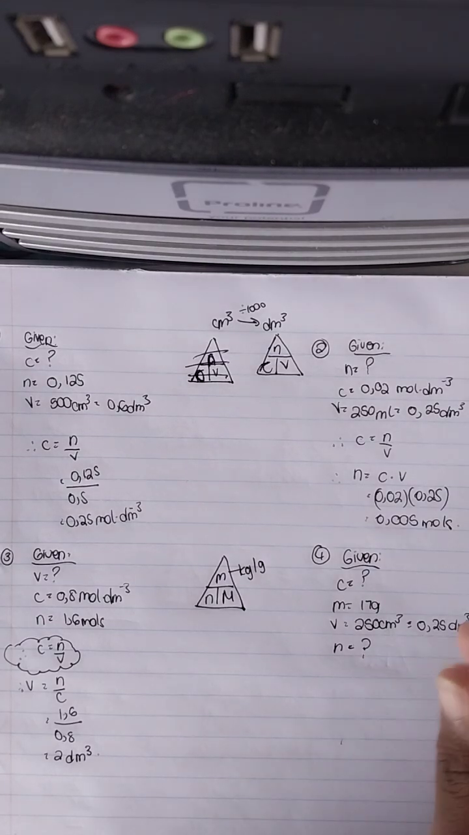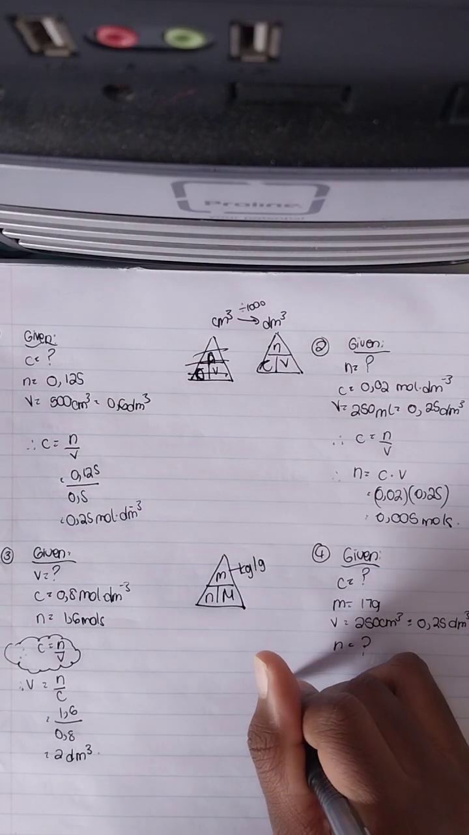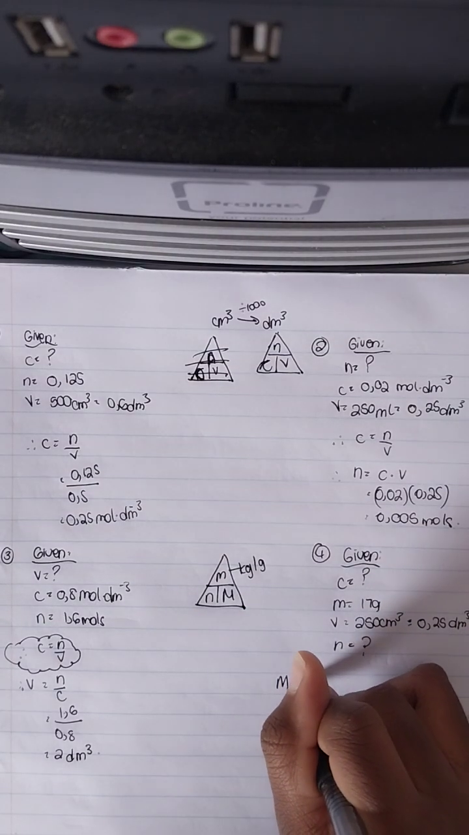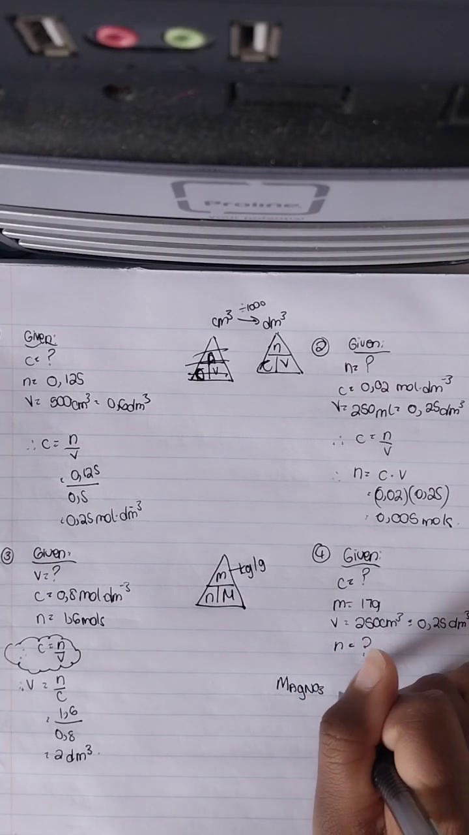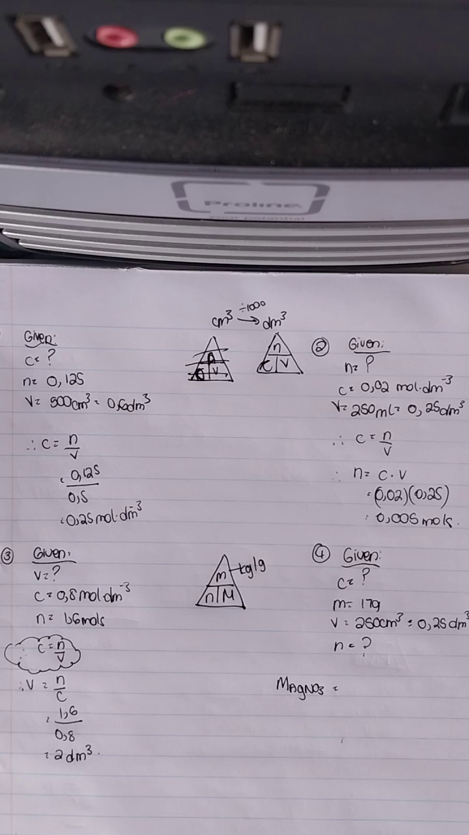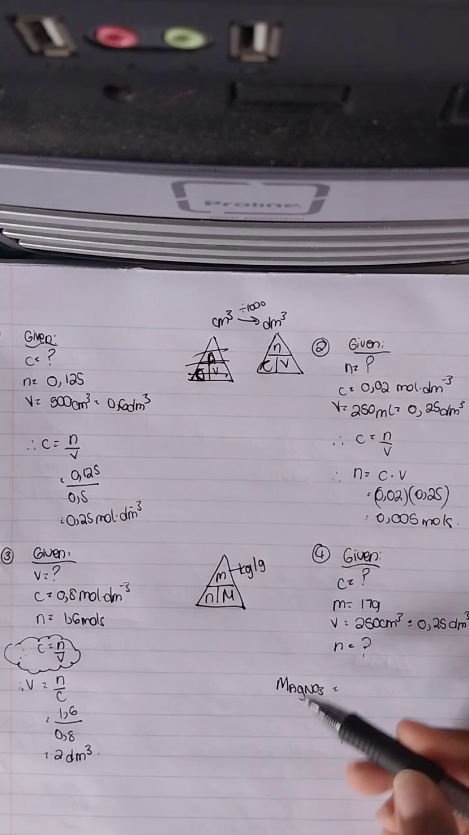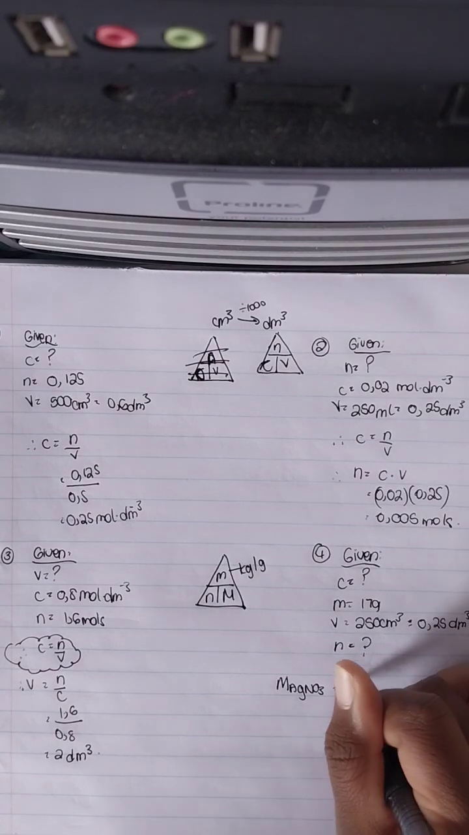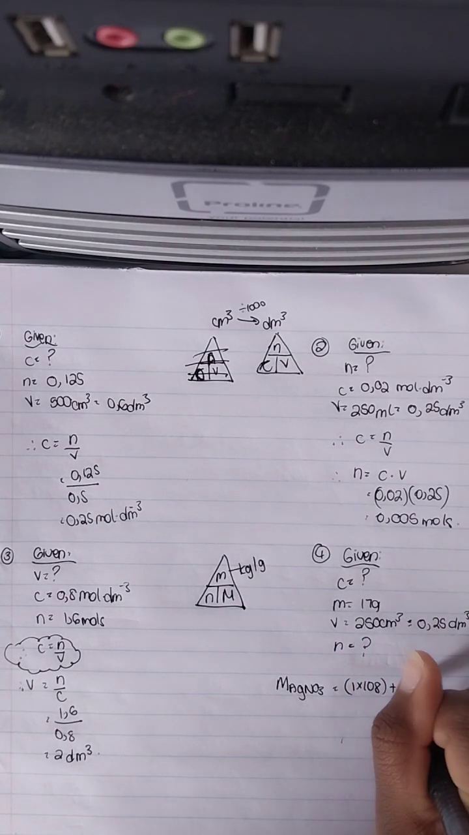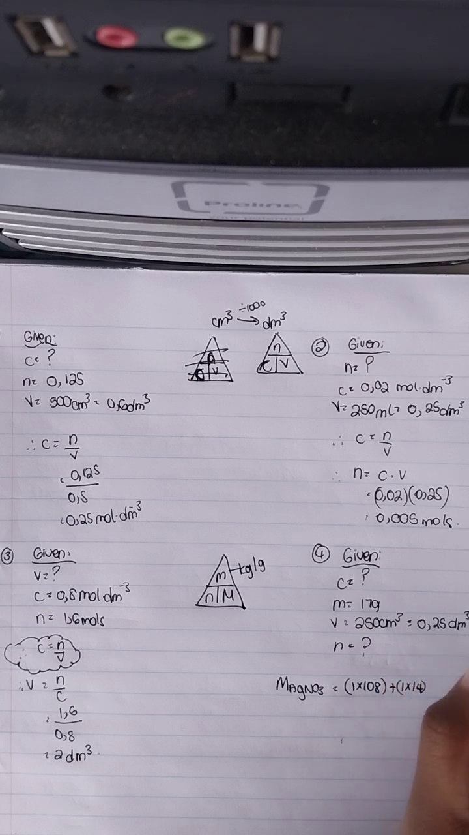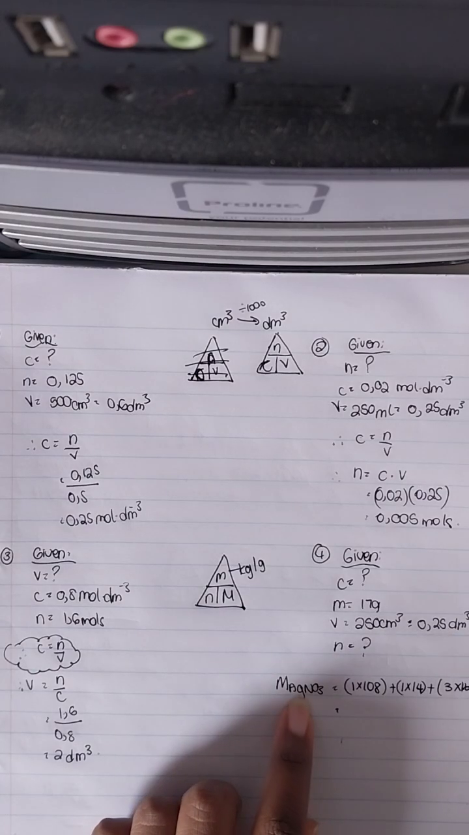So to find our number of moles, first find our molar mass of AgNO3, which is silver nitrate. Remember, in my previous video, I also explained about the molar mass. This is the molar mass of silver nitrate: 1 multiplied by 108, plus 1 multiplied by 14, plus 3 multiplied by 16. Remember, I say 1 because there's an invisible 1.